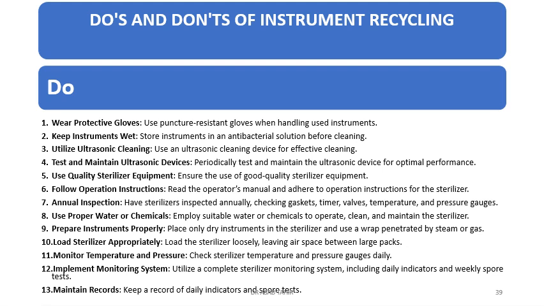Prepare instruments properly. Place only dry instruments in the sterilizer and use a wrap penetrated by steam or gas. Load sterilizer appropriately. Load the sterilizer loosely, leaving airspace between large packs. Monitor temperature and pressure. Check sterilizer temperature and pressure gauges daily. Implement monitoring system. Utilize a complete sterilizer monitoring system, including daily indicators and weekly spore tests. Maintain records. Keep a record of daily indicators and spore tests.